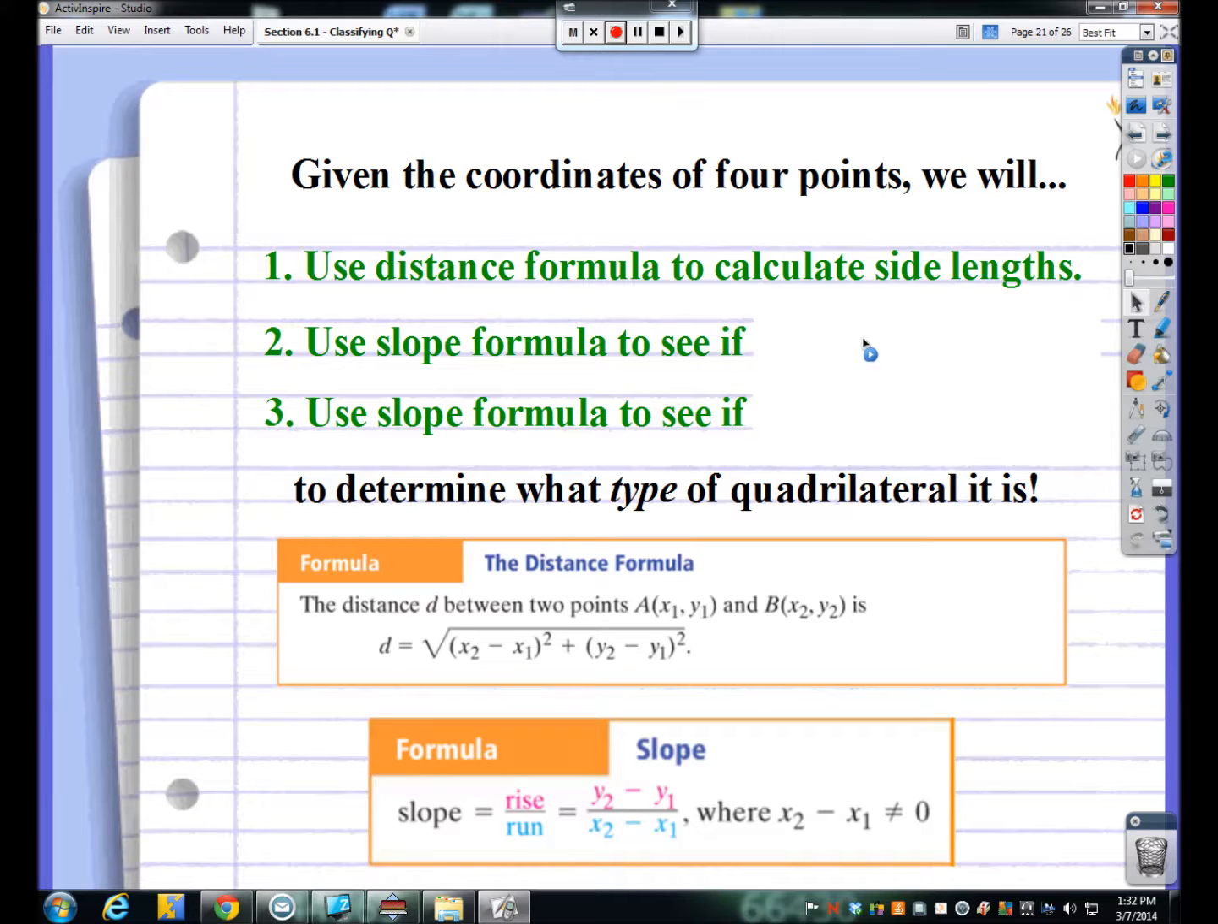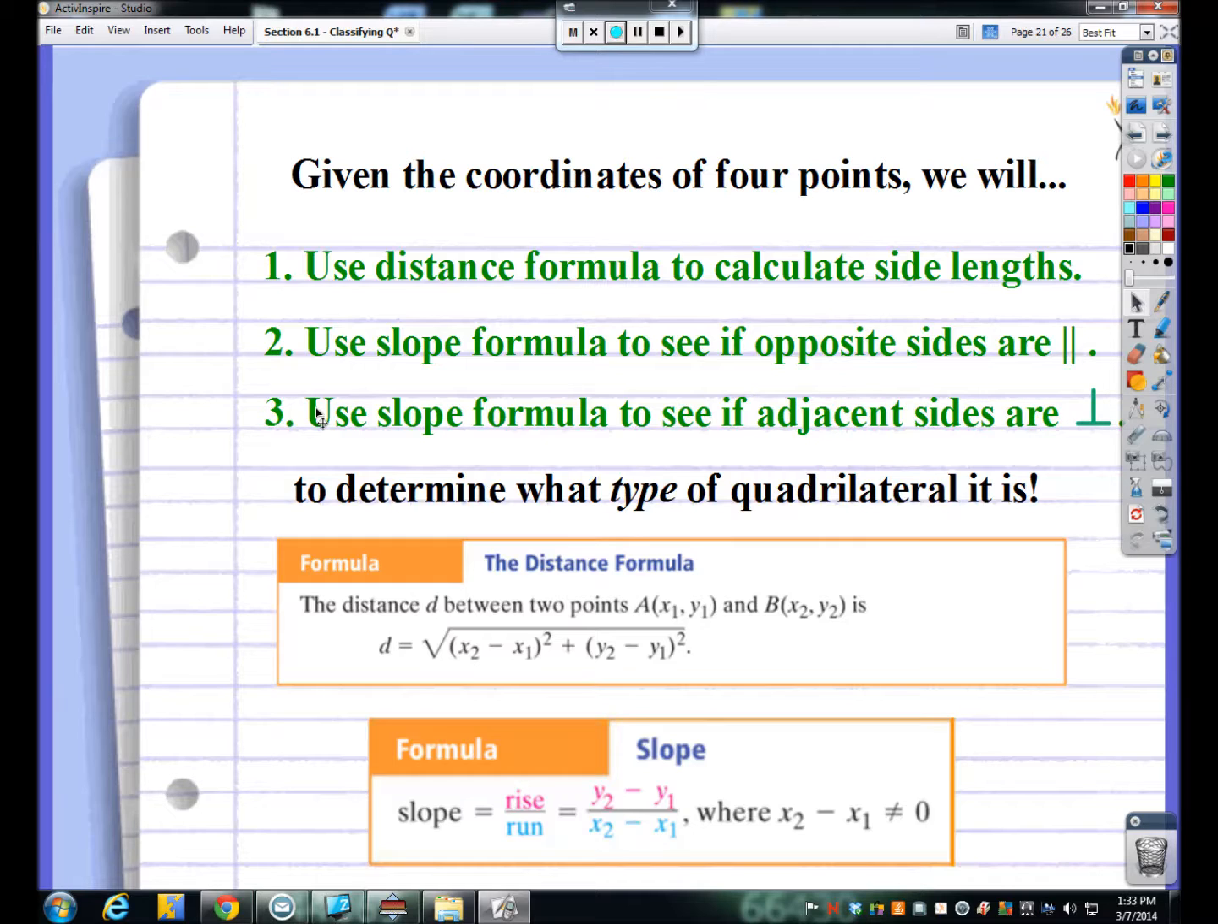We can use the slope formula to see if opposite sides are parallel, if we have a trapezoid or maybe a parallelogram or neither. And we can also use the slope formula to see if we have adjacent sides that are perpendicular, thus giving us 90-degree angles. So here's the distance formula. And again, we'll talk about an alternative that I thought was maybe a little easier to use than the distance formula. And we've got slope from back in the day in Algebra 1, which was just y minus y over x minus x.